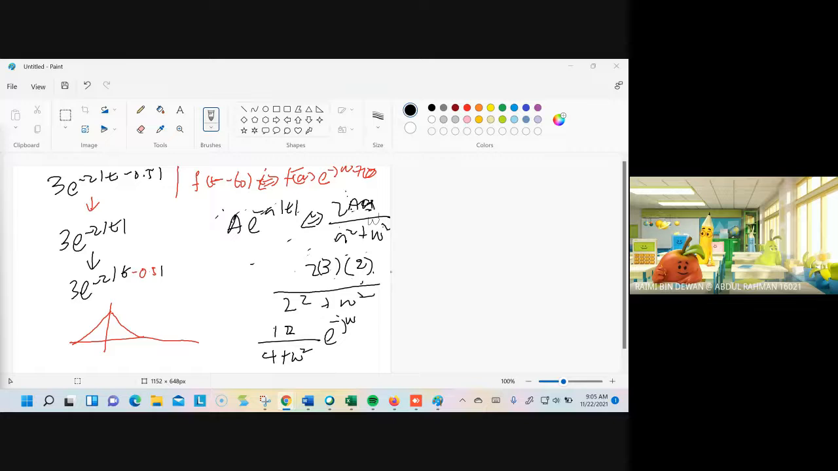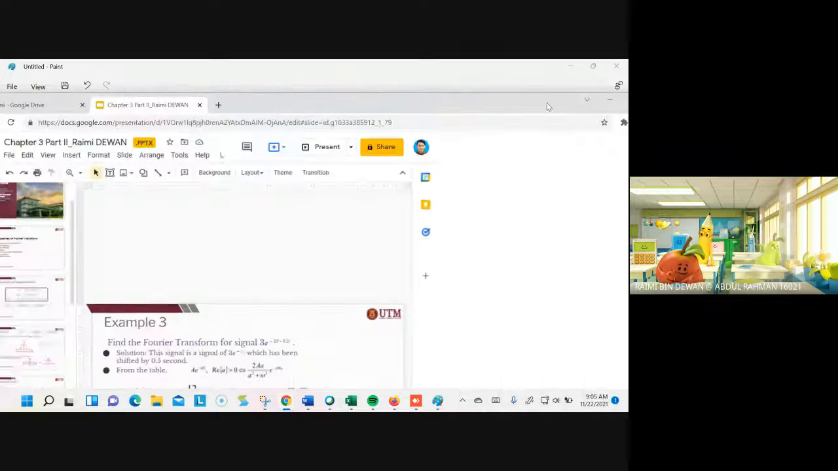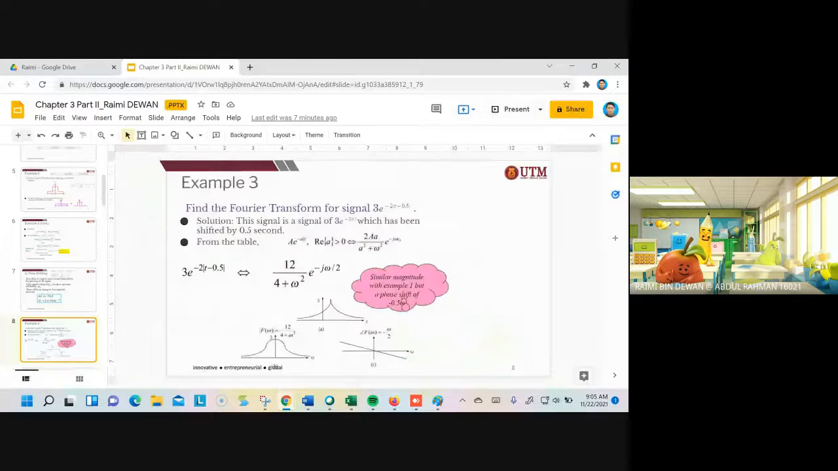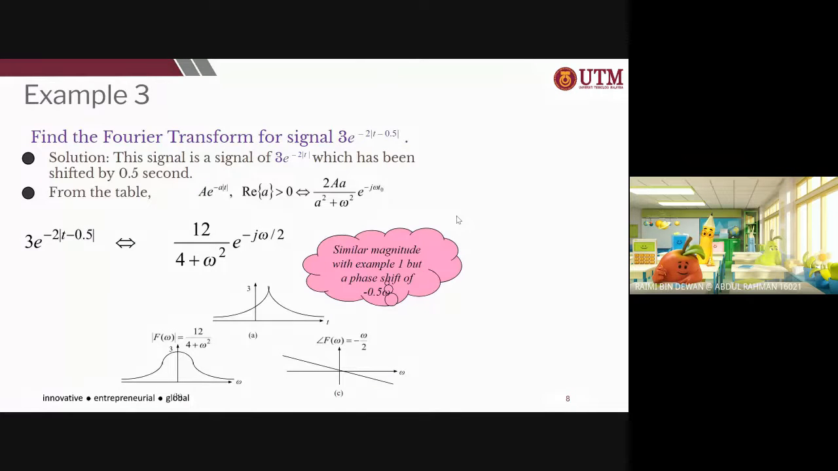So what is your t naught? T naught is half. You can see that t naught is half, so that's why it's half here. Then you simplify it to j omega over 2. I think it's quite simple. So you can see the example, and then you just do the sketching accordingly. You can see this one is always positive, so that's why the modulus.